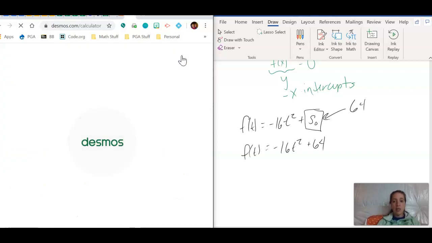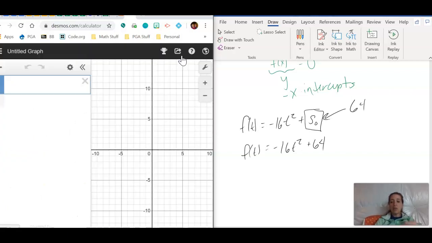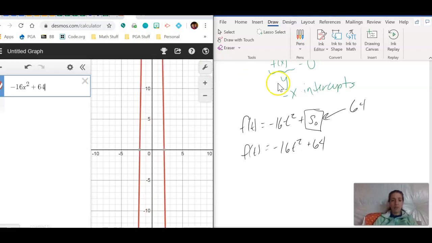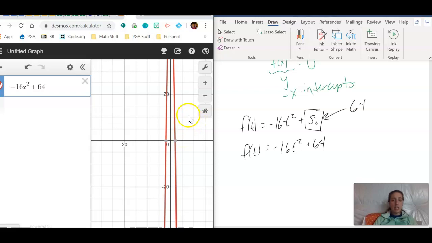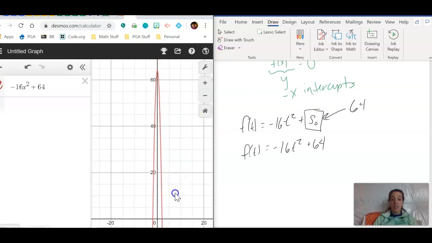Okay, so here's my Desmos. When we're using Desmos, we always really do want to stick with x. It just makes it easier to read. Plus 64. Okay, so we can see here that there's the graph of this function.